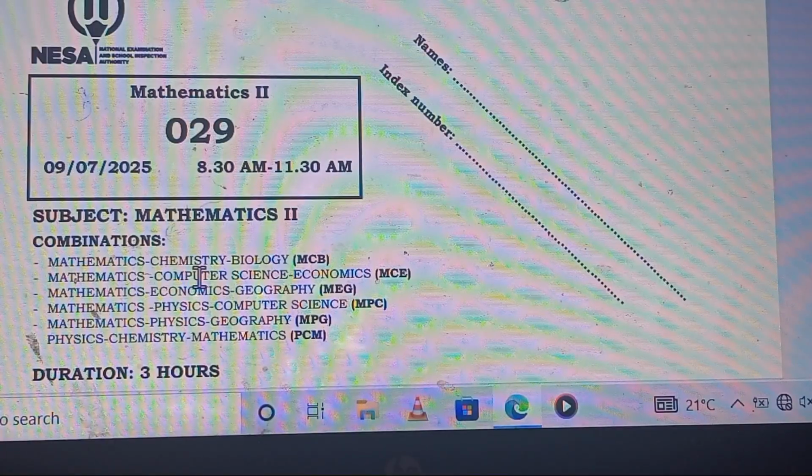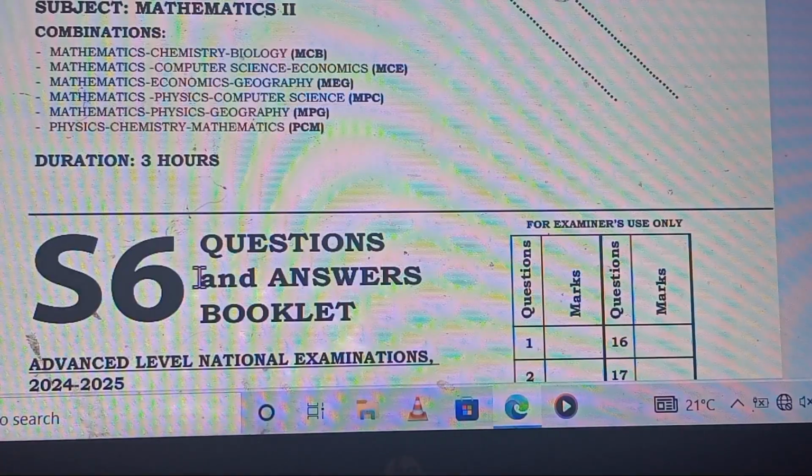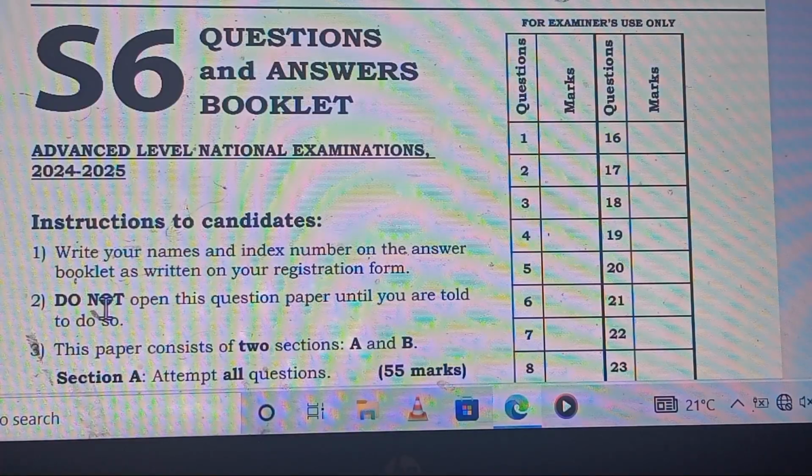Yes, let us start. Let me start with the questionnaire and then we continue with the marking guide. Let us start with the questionnaire step by step, then we continue with the marking guide for each question step by step. So let us start with the instructions.